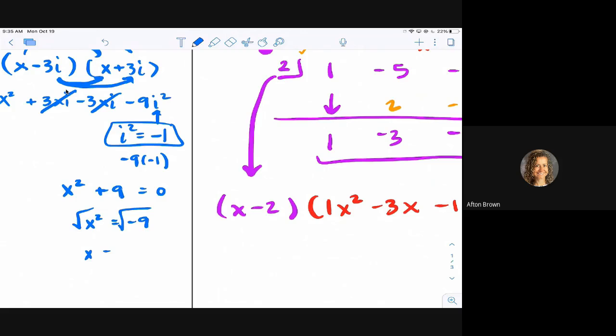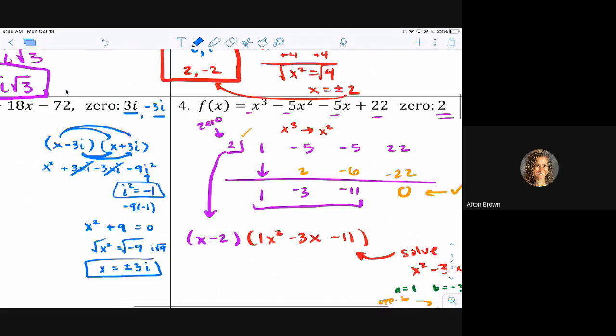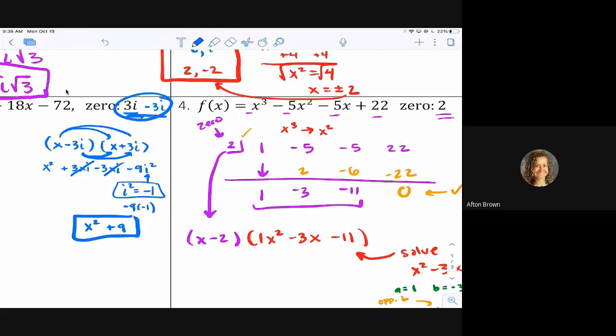What happens when I take the square root of negative 9? I get a plus or minus. What's the square root of negative 1? We get an i, yep. This would be like i root 9, but what is the square root of 9? 3. So notice these zeros are the zeros we were supposed to get. Our goal was to create a quadratic that had those zeros, which we did. So again, I showed you that, you don't have to do that. I'm just illustrating that we found a quadratic that had those zeros.